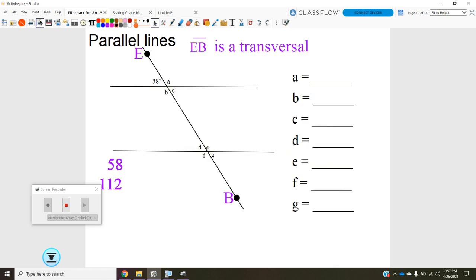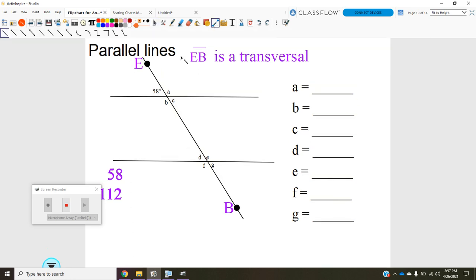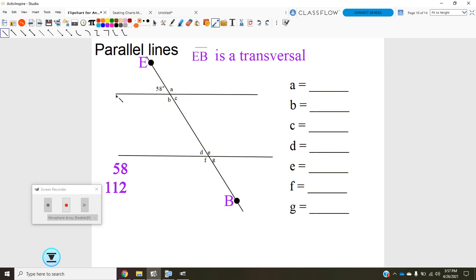All right. The next part of the lesson is we've got parallel lines. Now the two parallel lines are the ones that are like train tracks. This one and this one. And the line that comes down through them and crosses them, intersects them. This line from E to B is called a transversal. Transversal is a line that crosses two parallel lines.